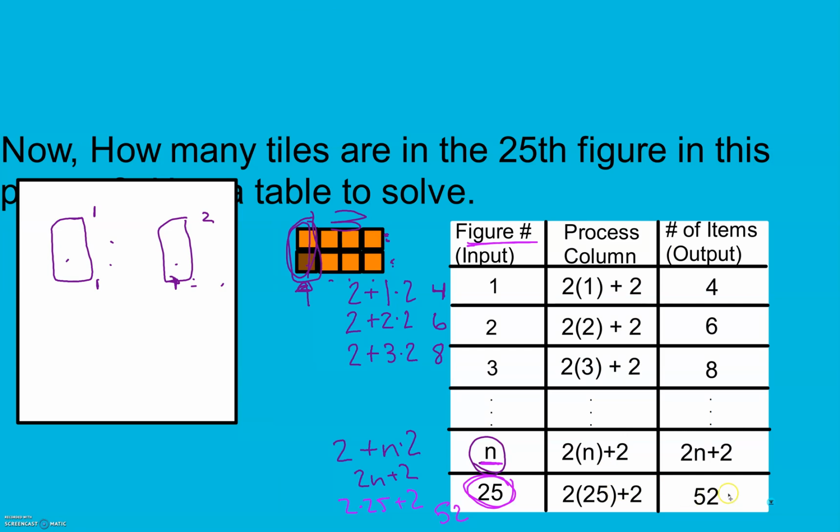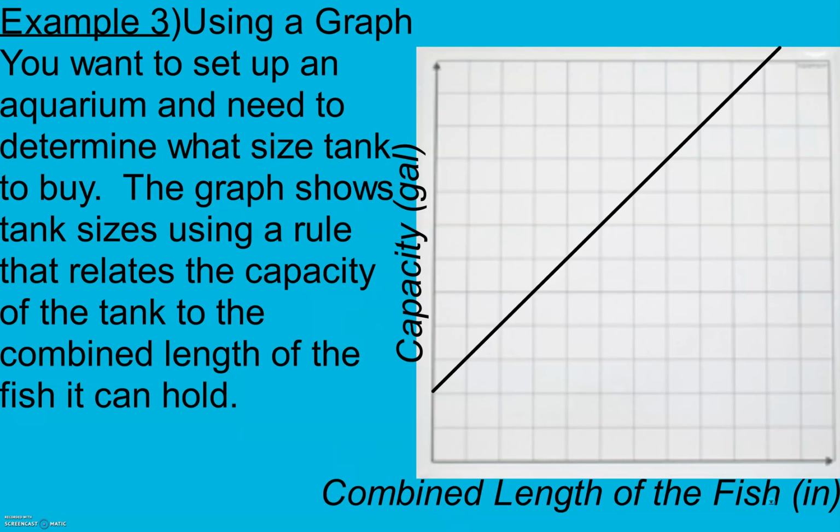Okay, same thing here. We get to 52. Example 3 here is also on page 6. We're going to use a graph to determine our algebraic expression. You want to set up an aquarium and need to determine what size tank to buy. The graph shows tank sizes using a rule that relates the capacity of the tank to the combined length of the fish it can hold.